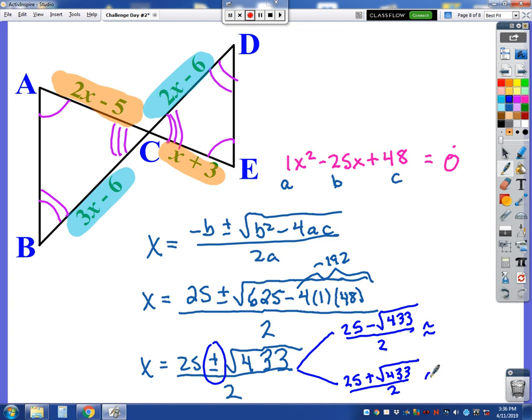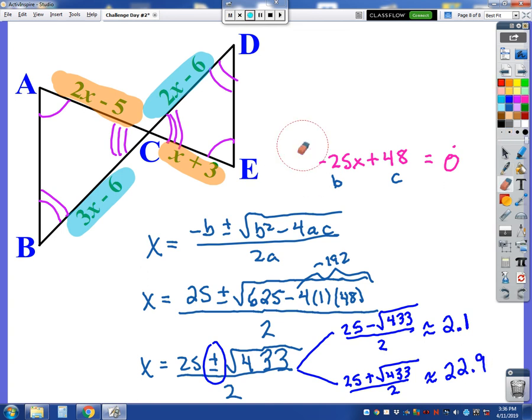And so let's figure out what those come out to be approximately. So if I do 25 minus the square root of 433 on my calculator and press enter, and then say divided by 2, I get that that comes out to be approximately 2 point, and it's 0.95 and so on. But to the nearest 10th, that would just be 2.1. And now if I go back and do 25 plus the root 433, hit enter, divided by 2, I get that x could also be 22.9 to the nearest 10th.